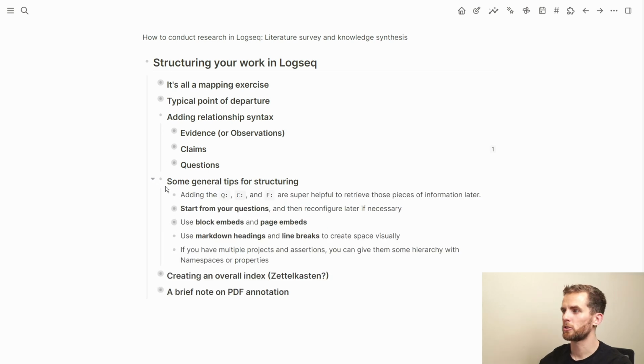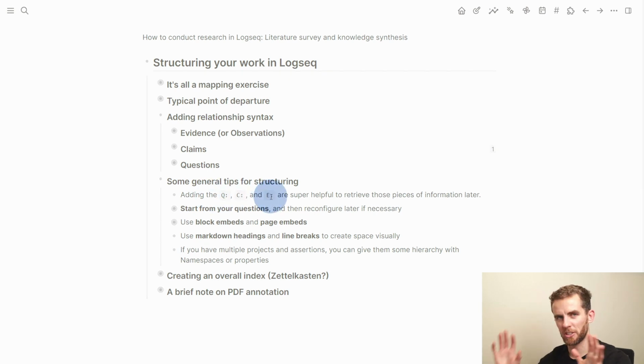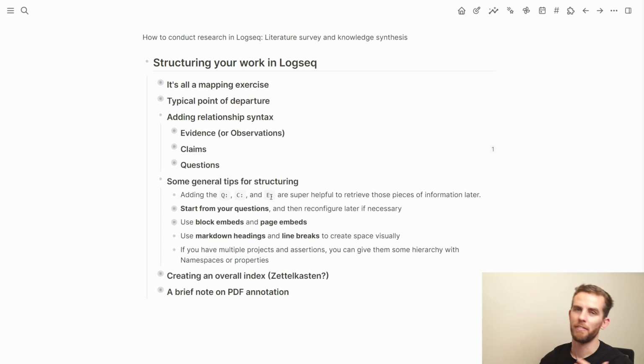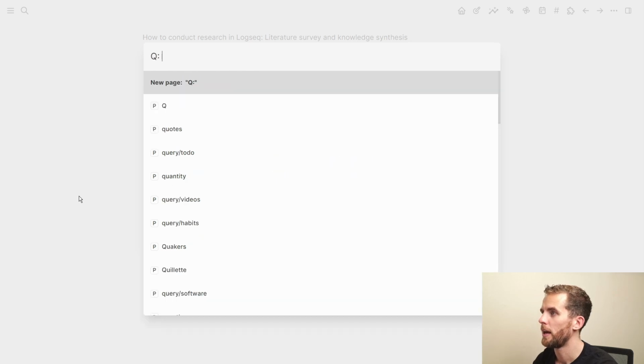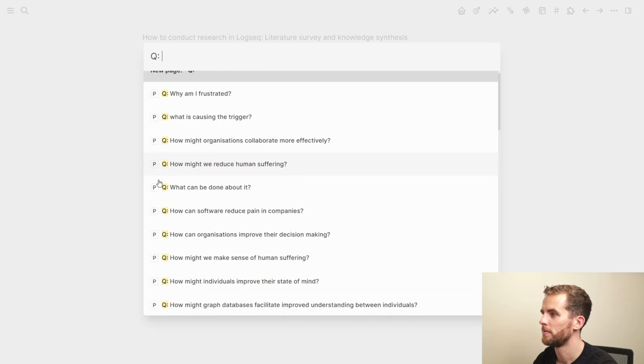So some general tips on structuring. Adding these letters Q, C, and E in front of your questions or claims or evidence are very helpful to retrieve pieces of information at a later stage, because you can use autocomplete when you are typing in Logseq and I want to bring up a block. So I say Control K and then I say Q, and then there we go.